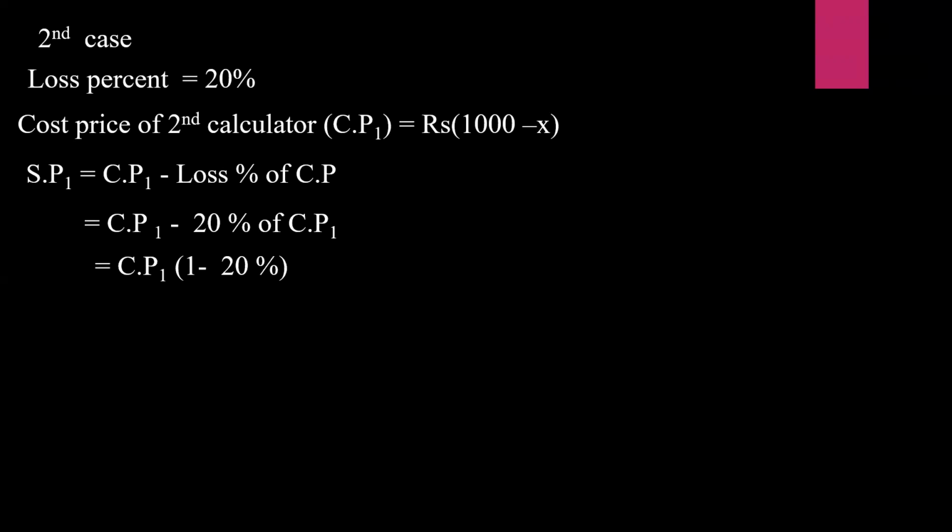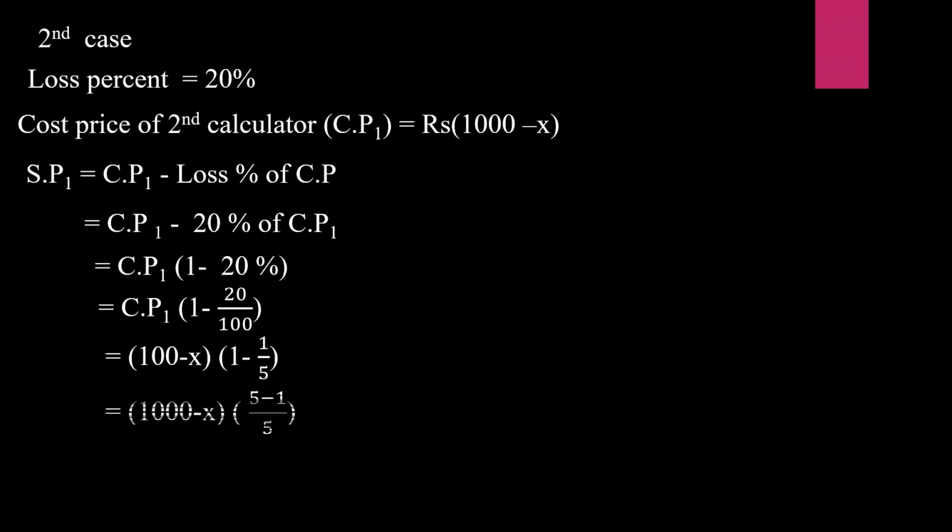So let's keep the 20% as 20 by 100, and we can simplify it, it will become 1 minus 1 by 5. And here CP1 is 1000 minus x. From here we take the LCM, and it will become 5 minus 1 divided by 5, times 1000 minus x. And 5 minus 1 is 4 by 5, isn't it? I think it's clear. Now we have got SP1, and already we got the SP also.